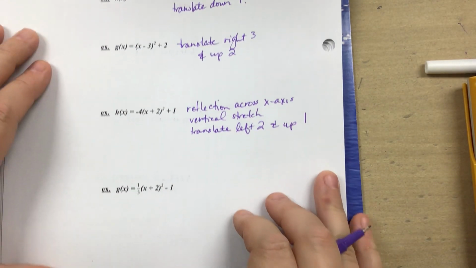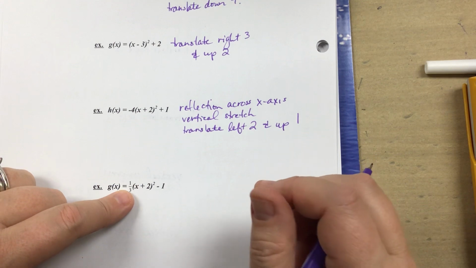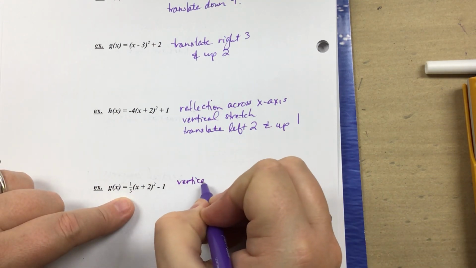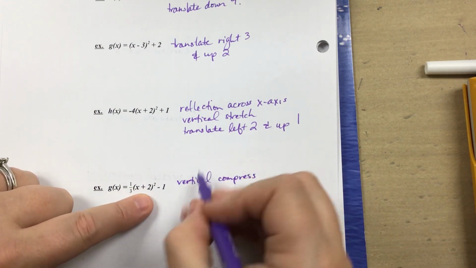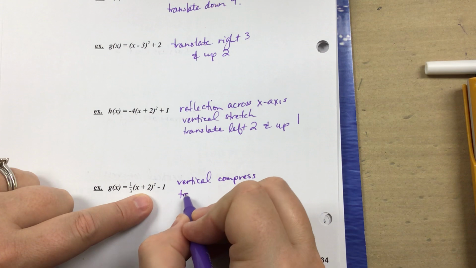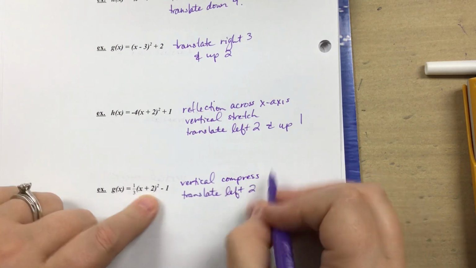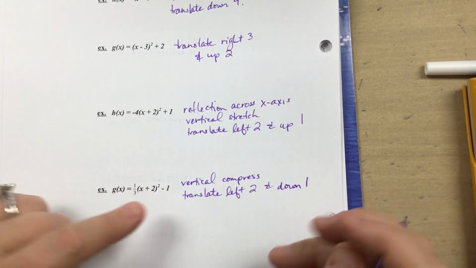And if we do one more, we have a third out in front. There's no negative, so it's not a reflection across the x-axis, but the 1/3 means it's a vertical compress. The +2 here means it's going to translate left 2, and the -1 at the end means it's down 1.